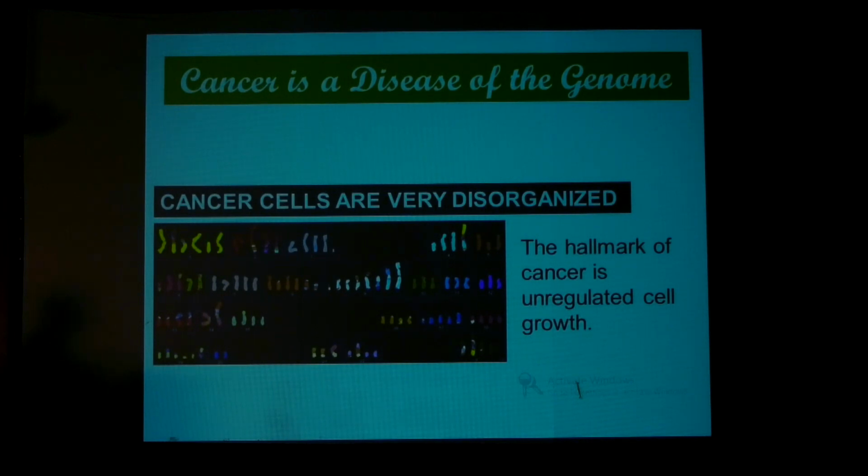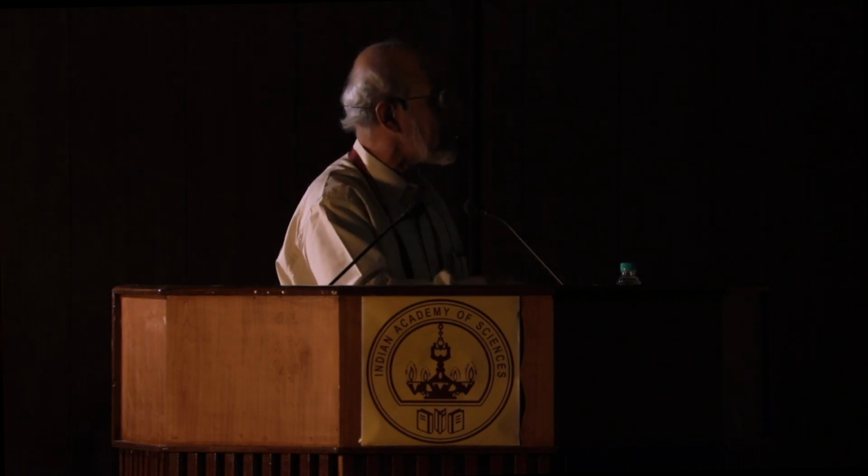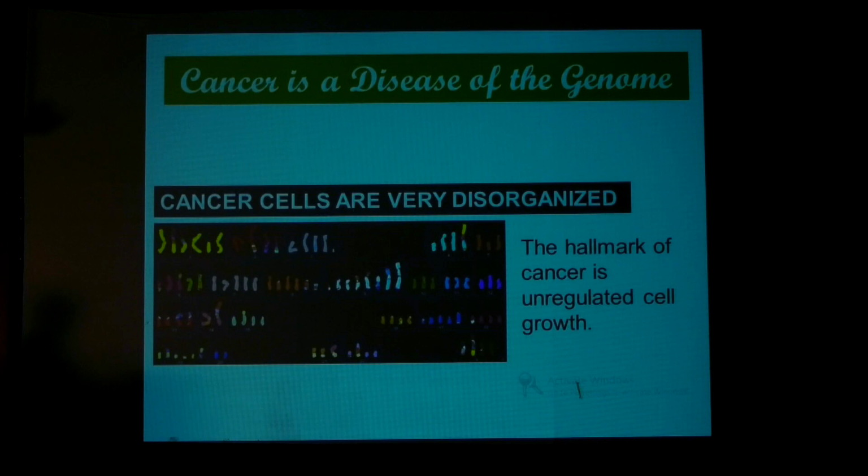There are many chromosomes that have multiple copies. Bits and pieces of chromosomes have traveled around from their normal place to an abnormal place, etc. The hallmark of cancer is unregulated cell growth. So this is what happens in cancer cells. They are very disorganized. They have unregulated cell growth.